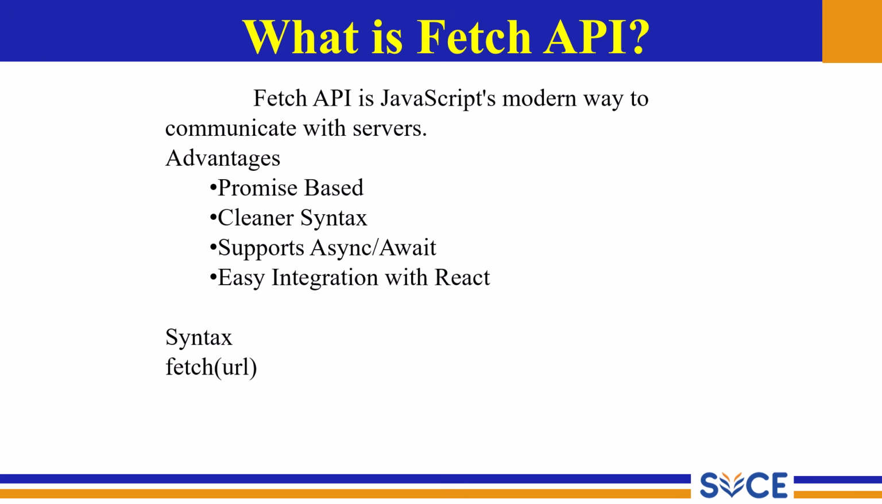Earlier, developers used XMLHttpRequest. Today, Fetch is preferred because it is promise-based, cleaner, easy to read, supports async and await, and integrated well with React. The simplest fetch syntax is fetch(URL). Here the URL represents the API endpoint. When fetch sends a request, the server processes it, returns a response, and React displays the data.